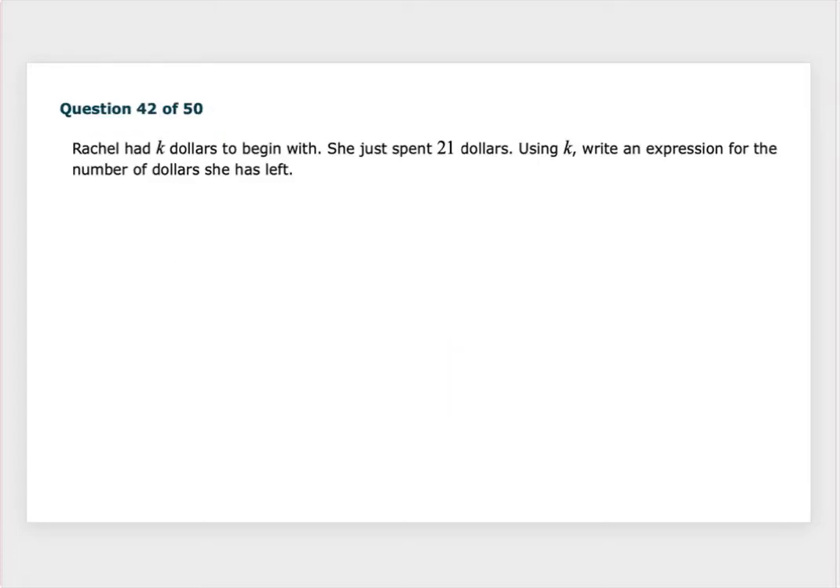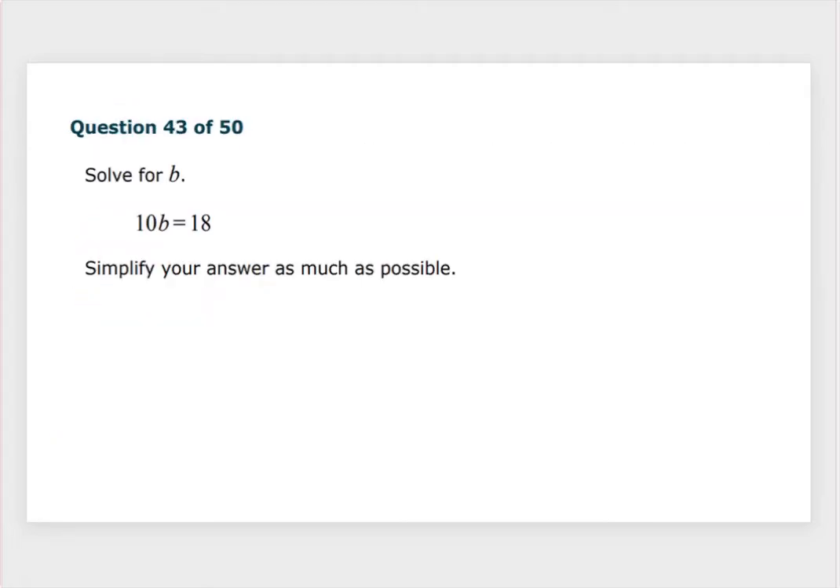Question 42. Rachel had K dollars to begin with. She just spent $21. Using K, write an expression for the number of dollars she has left. Okay, she started with K, and then she spent $21. Spending money is a reduction in how much you have, so we'll use a -21. Using K, write an expression for the number of dollars she has left. She has K minus $21 left.